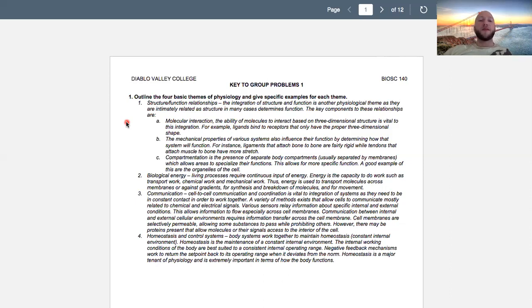Outline the 4 basic themes of physiology and give specific examples of each. You should be able to recite the four main themes of physiology and give examples for each. So let's look at this. Structure and function is important because it was one of the first things we talked about the whole semester.